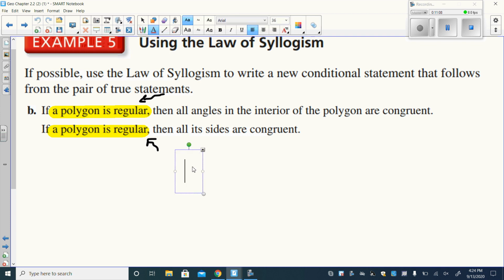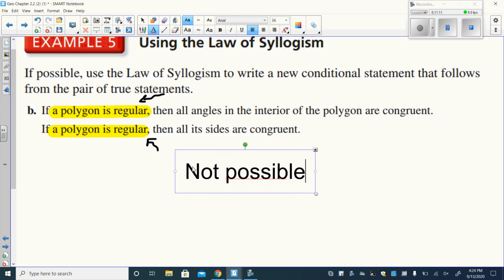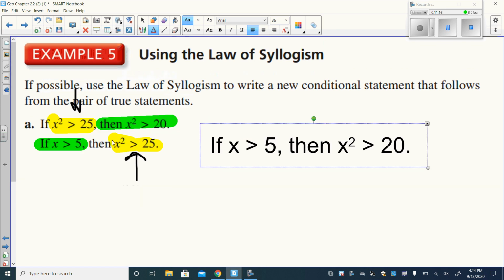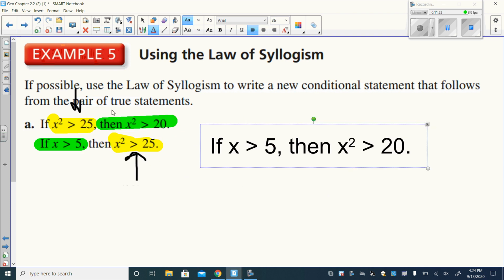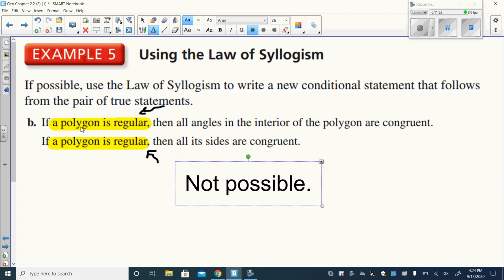So this one here is not possible. Let's look back to the one that did work, the if and then. It had an if of one match the then of the other. They weren't on the same one, like this one here, where both of the if statements match up. We need an if in one statement matching up to the then in the other. Because if we have two of the if statements matching up, or two of the then statements, the conclusions, then it wouldn't work. We need one statement with if matching with the other statement's then.